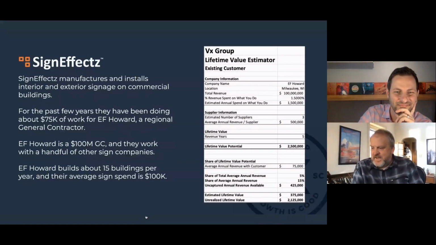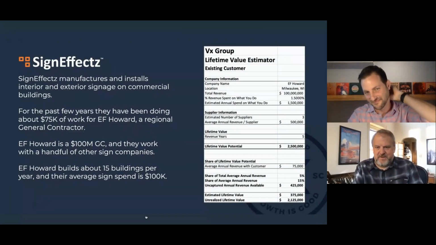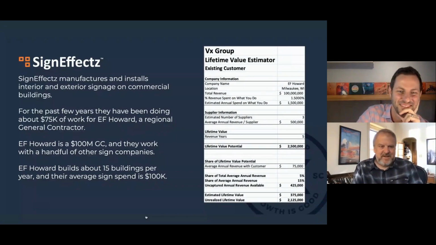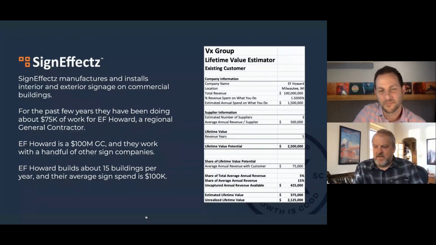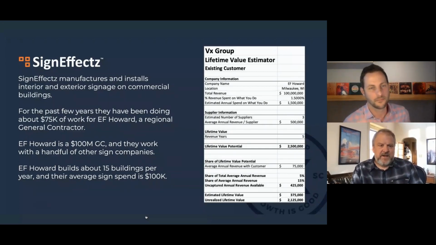So as I mentioned to Adam when we started, I used his company without his permission, and I used made up numbers, Adam, just so you know. You can tell us if we're close or not, but I wanted to put this into a little bit of a story to just bring it to life. So SignFX, owned by Adam Brown, who's with us today, manufactures and installs interior and exterior signage on commercial buildings. For the past few years, they've been doing about $75,000 worth of work for E.F. Howard, a made-up regional general contractor. E.F. Howard is a $100 million GC, and they work with a handful of other sign companies. They build about 15 buildings a year, and their average sign spend is about $100,000.